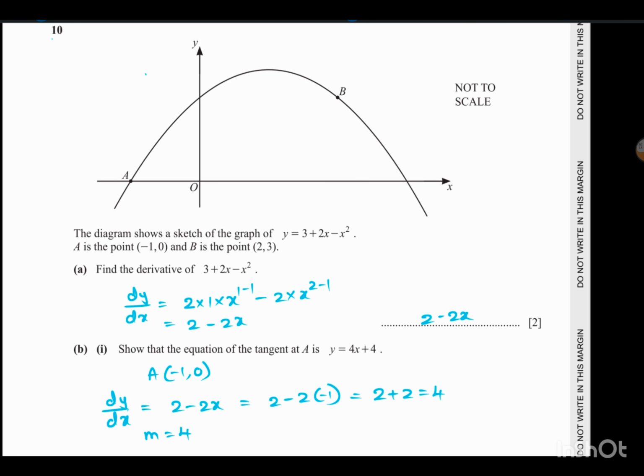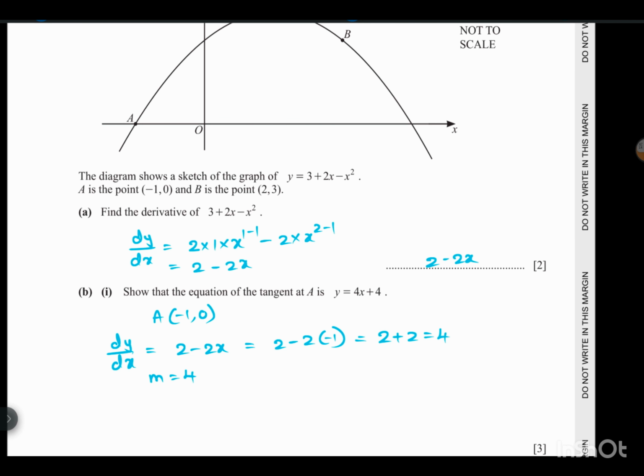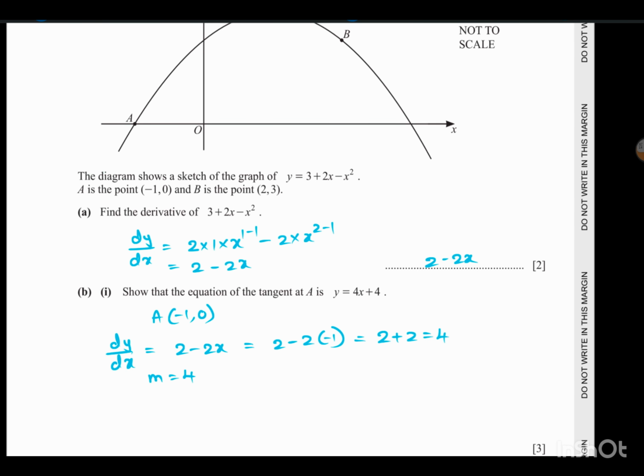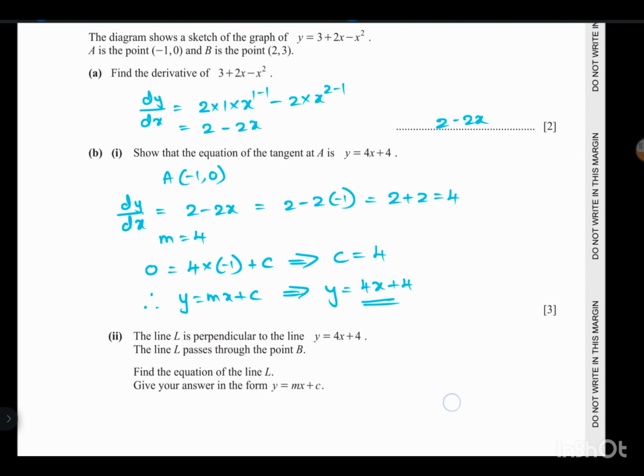Now we need to find the value of c, the y-intercept. So now at A, y is 0. So 0 is equal to, y is equal to mx plus c, so 4 into what is x? x is minus 1, plus c. This gives you the value of c. Bringing 4 into minus 1, that is minus 4, onto the other side, I will get positive 4. So c is 4. Therefore, using y is equal to mx plus c, we get y is equal to 4x plus 4. So this is the answer. Question B1 is done.